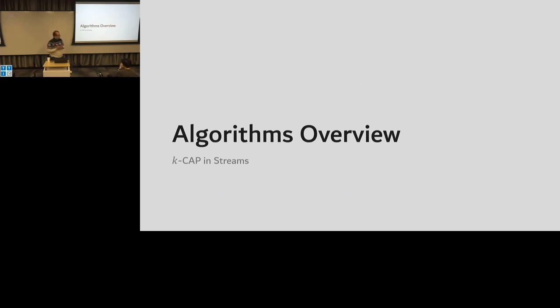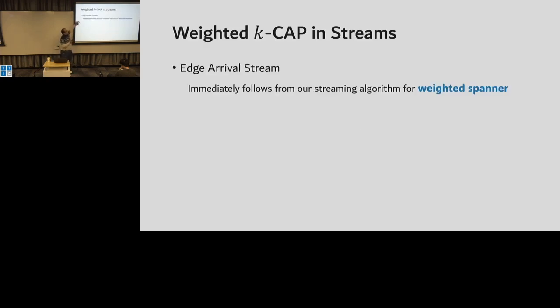So that was for the weighted spanner, and let's see what we can do for the k-connectivity. For the edge arrival stream, the algorithms immediately follow from the algorithm that I described for the weighted spanner, because this is what we are really doing. For the edges, we are storing k-connectivity certificates. And for the links, we just keep a t-spanner.